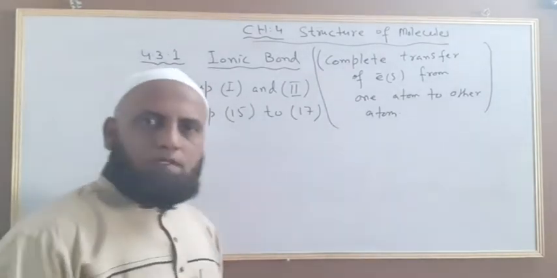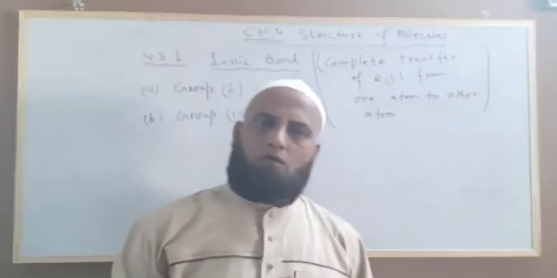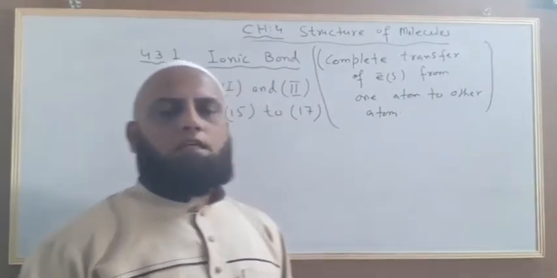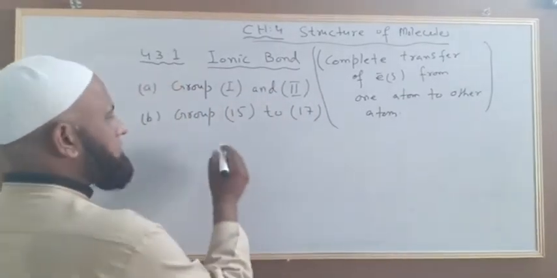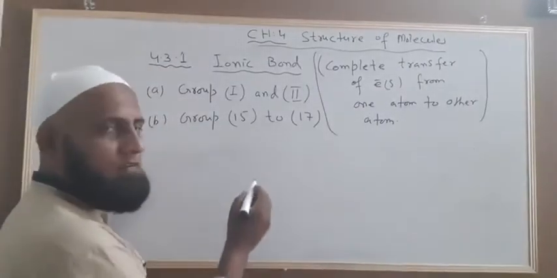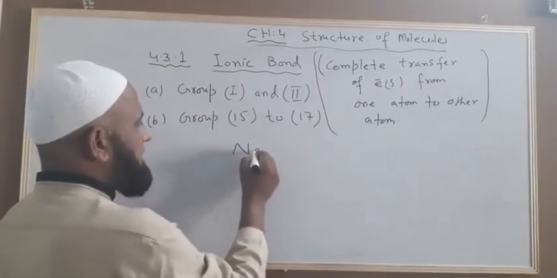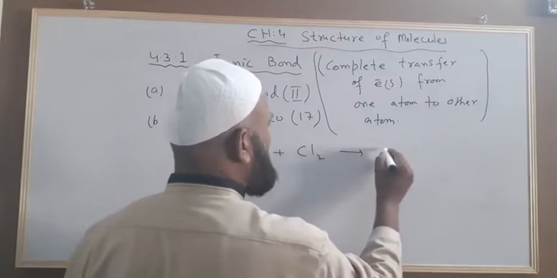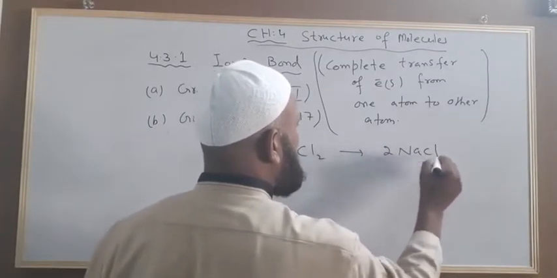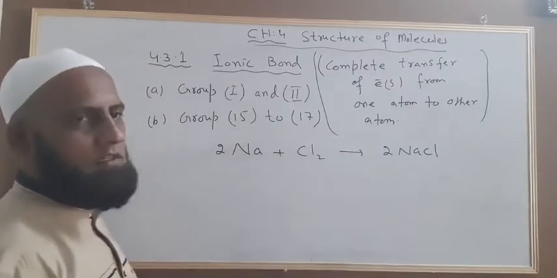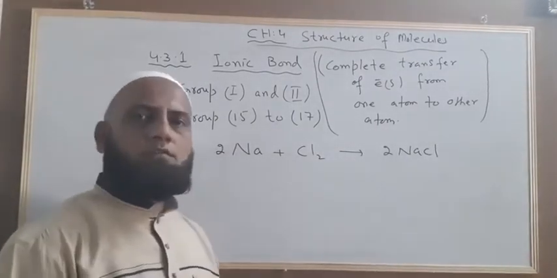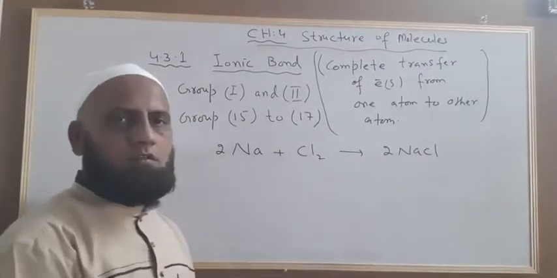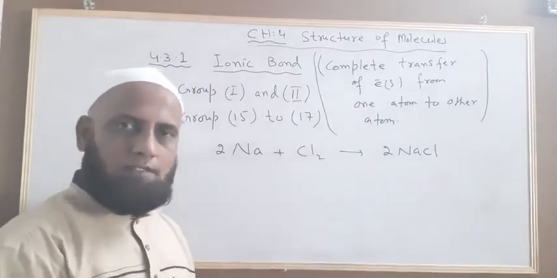Let's take the most common example for ionic bond we discuss in 9th class, the formation of sodium chloride. First of all, just look at the complete reaction, what happens when sodium reacts with chlorine. This is the complete reaction. When two atoms of sodium react with one molecule, or two atoms, of chlorine, we get sodium chloride. This is the overall reaction for the formation of sodium chloride.